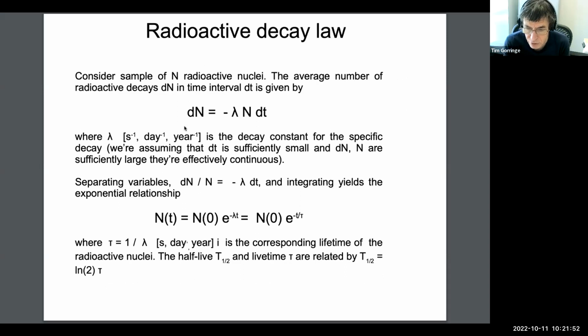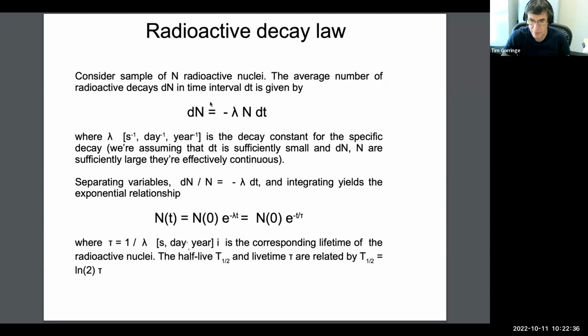So I wanted to introduce the decay law on this overhead, on this slide. Imagine you've got a sample of radioactive nuclei, and members of that sample are decaying as a function of time. So let's call uppercase N the number of radioactive nuclei, and let's call dN the change in the number of radioactive nuclei in some time interval we'll call dt.